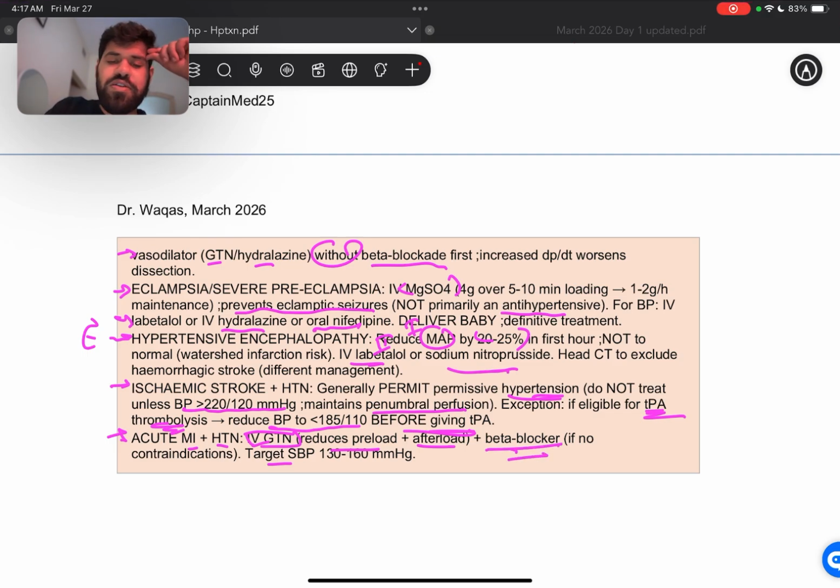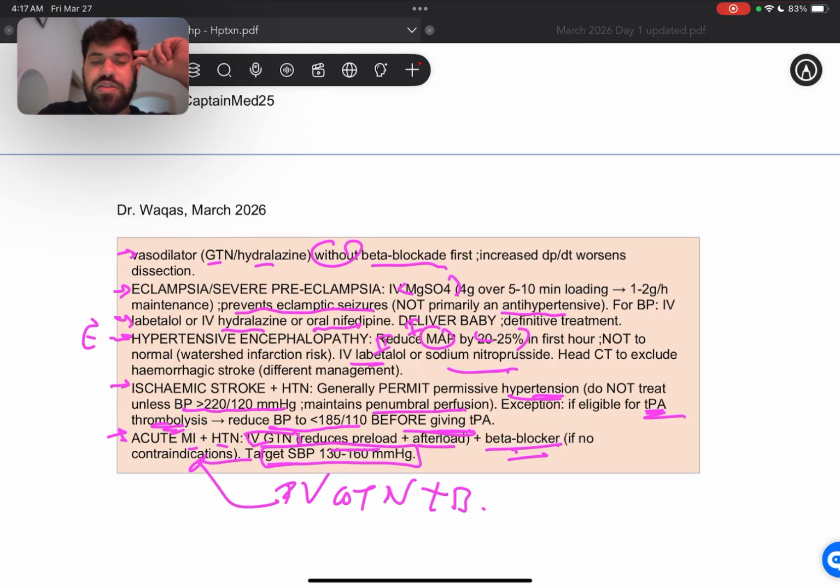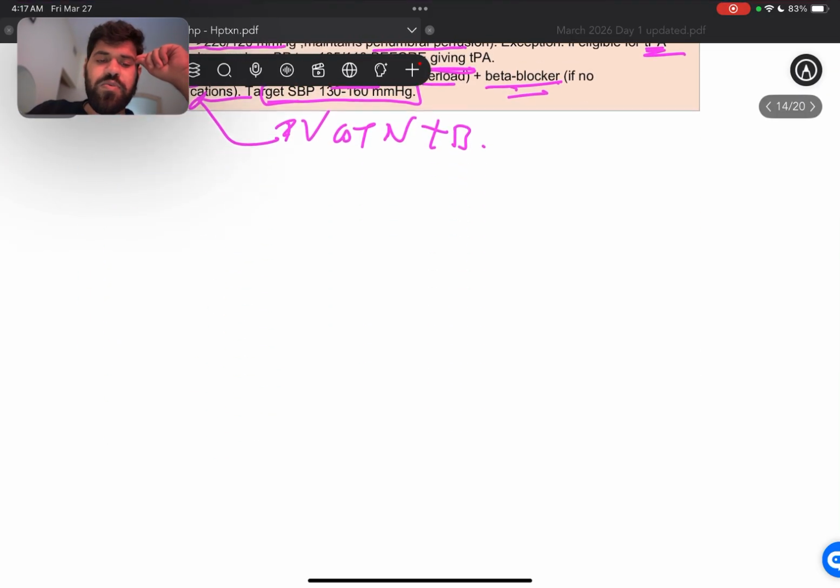If no contraindication, the target SBP is going to be 130 to 160. So in this we give IV GTN plus beta blocker, and this is given in acute MI and hypertension. This is the one that has the BPs that we have to aim to get the lowest, because we don't have a lot of side pathologies associated with this.